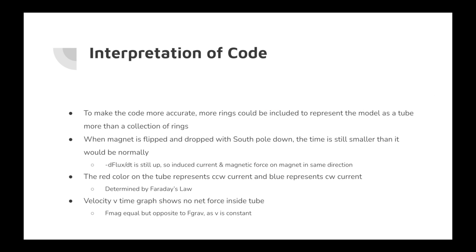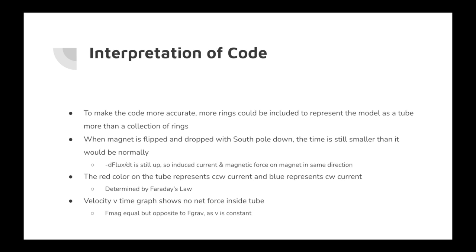Now on to the interpretation of the code. In order to make the code more accurate, more rings could be included to represent the model as a tube, more than just a collection of rings. When the magnet is flipped and dropped with the south pole facing down, the time is still smaller than it would be normally. dΦ/dt is still up, so the induced current and the magnetic force on the magnet is in the same direction as before.